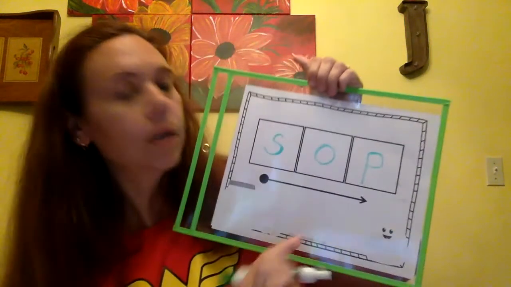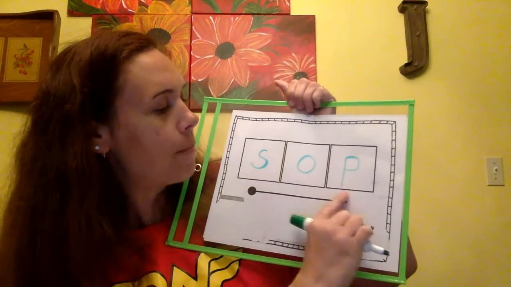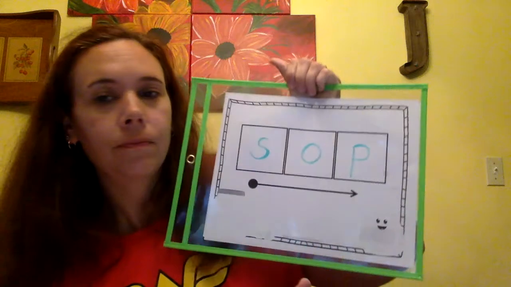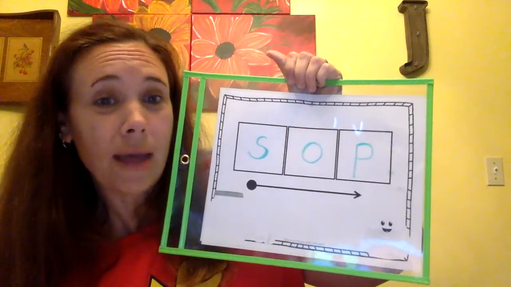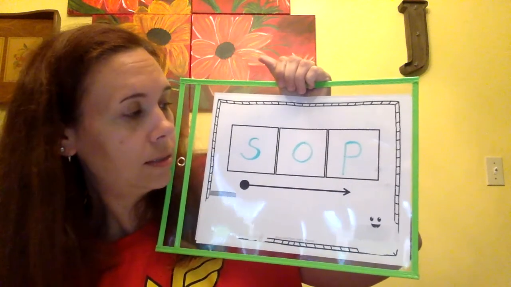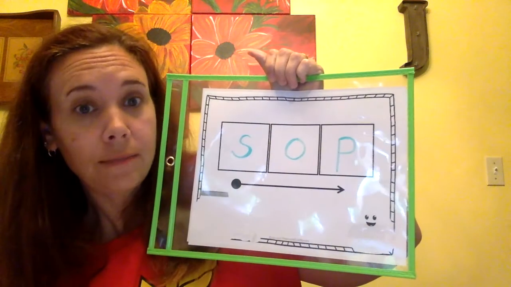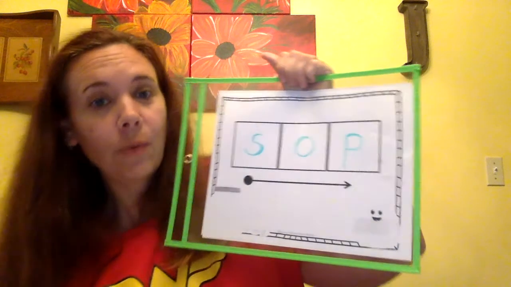Erase P. Put in S. Now our new word is sop, sop. That's kind of like really wet. Like if you're sopping wet. We've gotten so much rain lately. Everything is sopping wet.